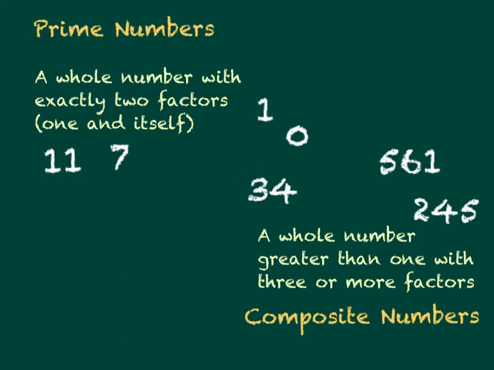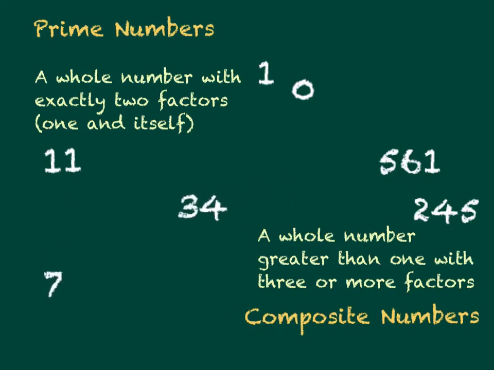If I look at the number 34, well, 34 is an even number, so I know 2 is divisible into it exactly. So right away I can put that into the composite number parts. Now we have to look at 1 and 0.